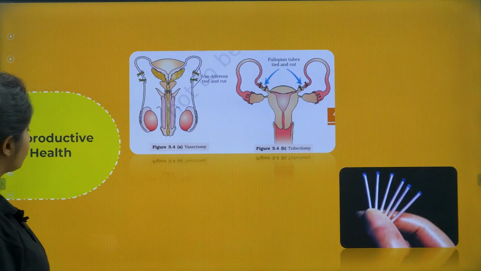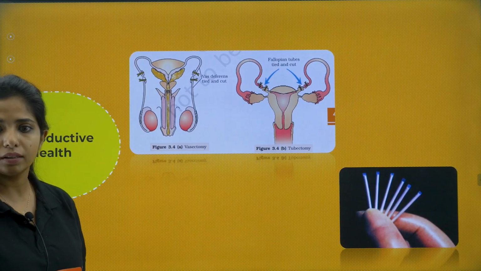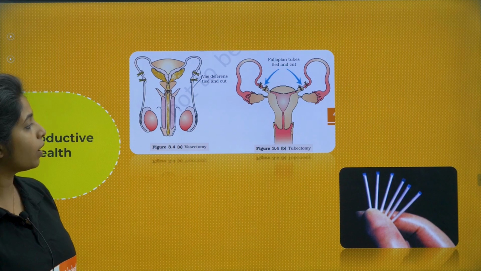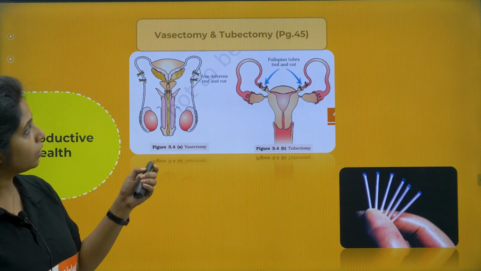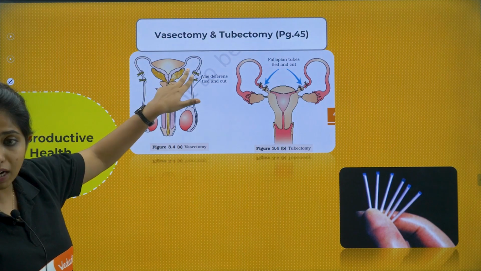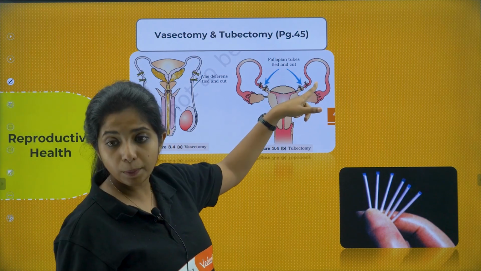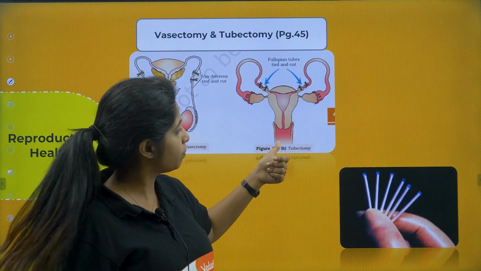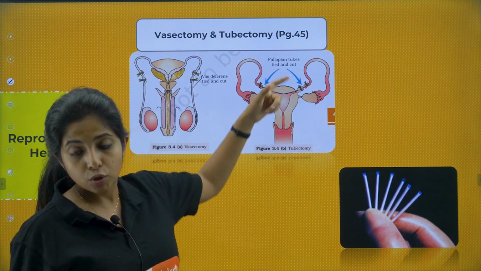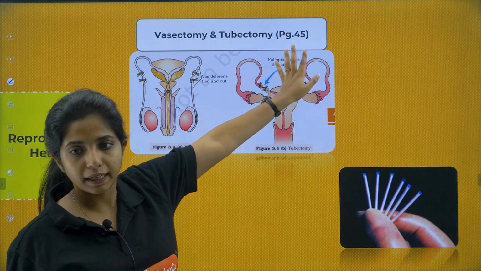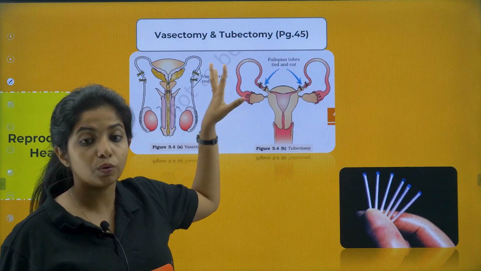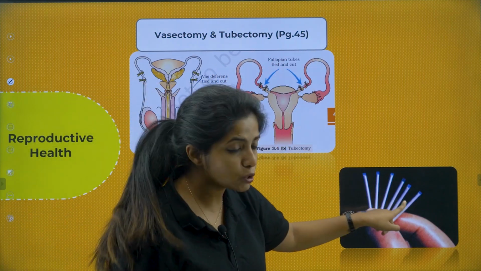Chalo. Now reproductive health. In reproductive health, they won't ask you to draw this. They would ask you to identify the image. Over here, the vas deferens is cut and tied up. This is vasectomy. Here the fallopian tube is cut and tied up. This is tubectomy. It is on page number 45, my dear children. Both these images you would be asked to identify.